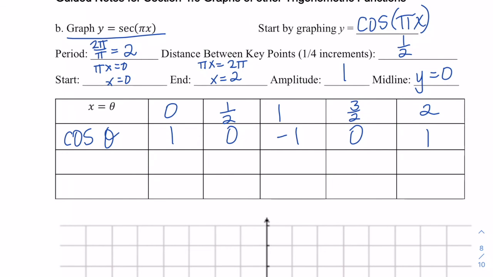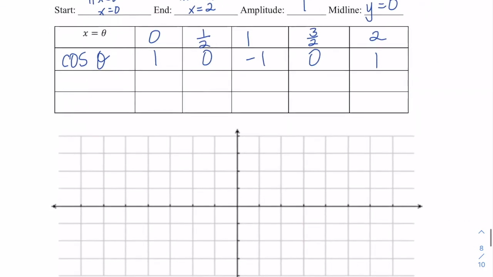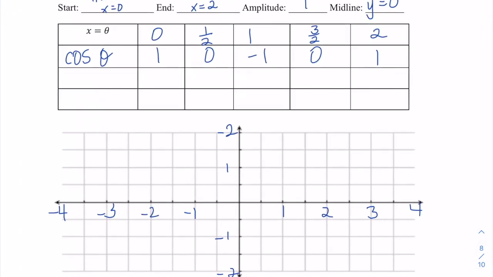Now we know that we're going to have to change this into secant. All right, so we have these values for cosine of pi x. So let me just label these 1, 2, 4. And I'm just going to sketch the graph here. These are just going by, well, I made them go by halves, didn't I? So I guess I'll just make these go by halves as well. Okay, so that's -2, not -3.